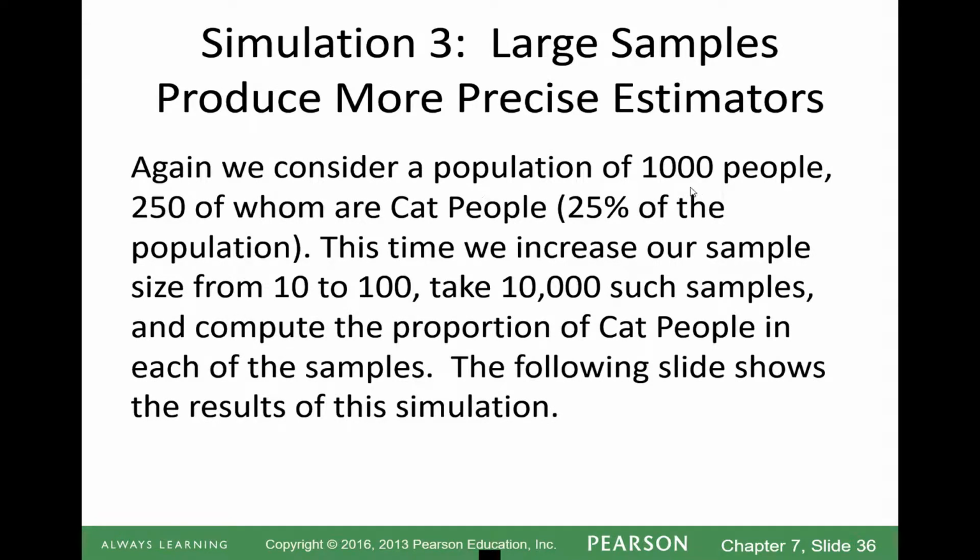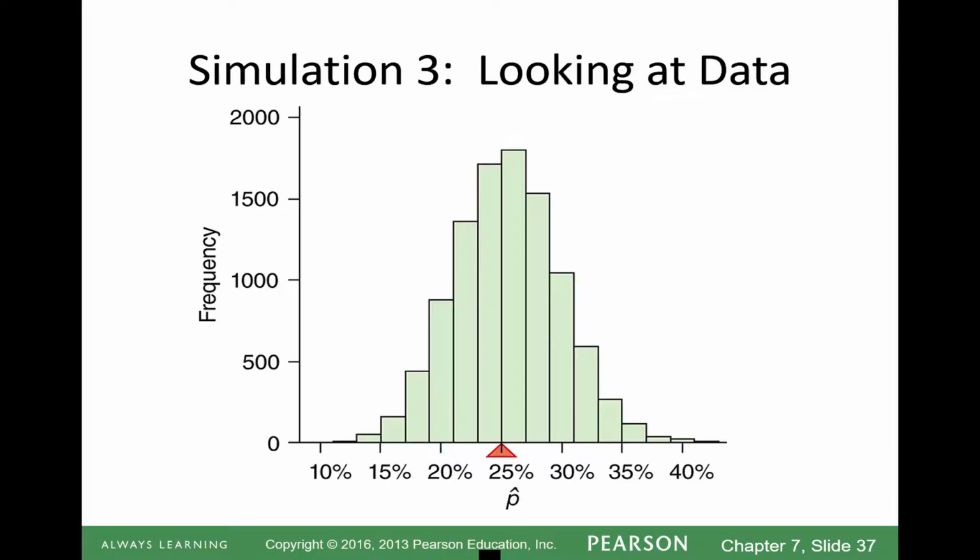Again, we consider a population of 1,000 people, 250 are cat people. In this case, they increase the sample size from 10 to 100 and take 10,000 such samples. So now they're sampling 100 people each time, 10,000 times. Let's take a look at what happens with the simulation. When they increase the sample size, the data is more precise, almost a perfect normal curve. We're looking at 10,000 samples, each one with 100 elements in it.